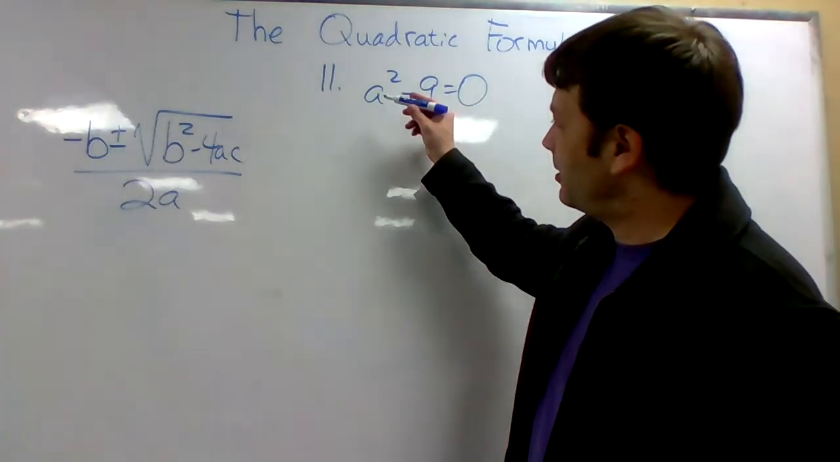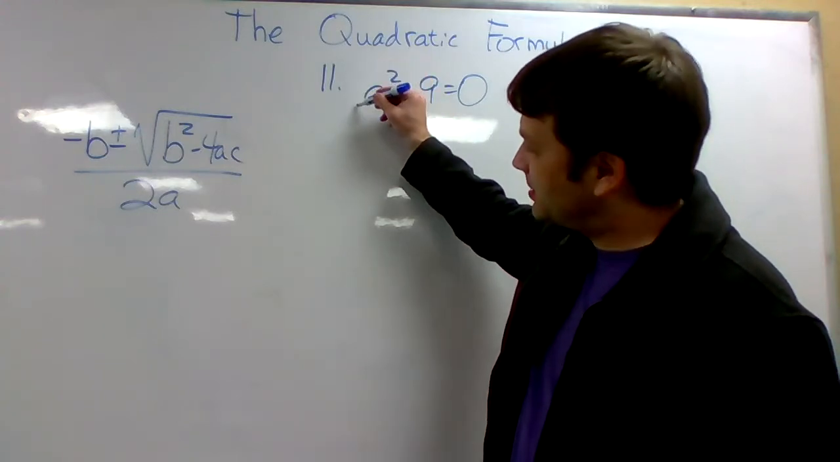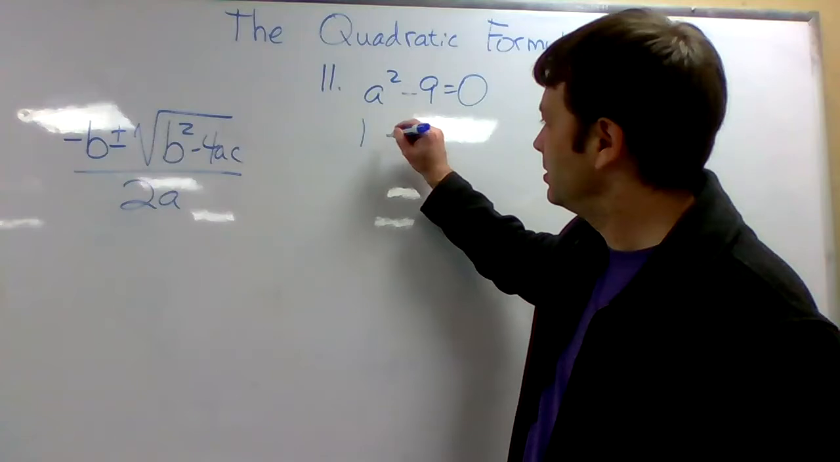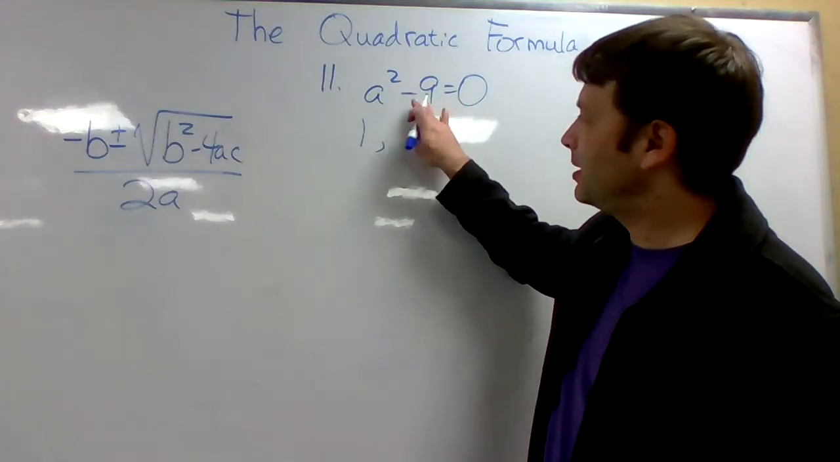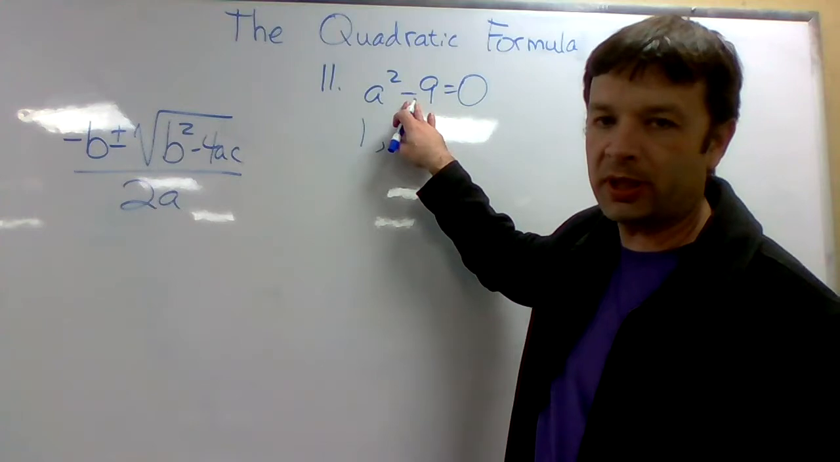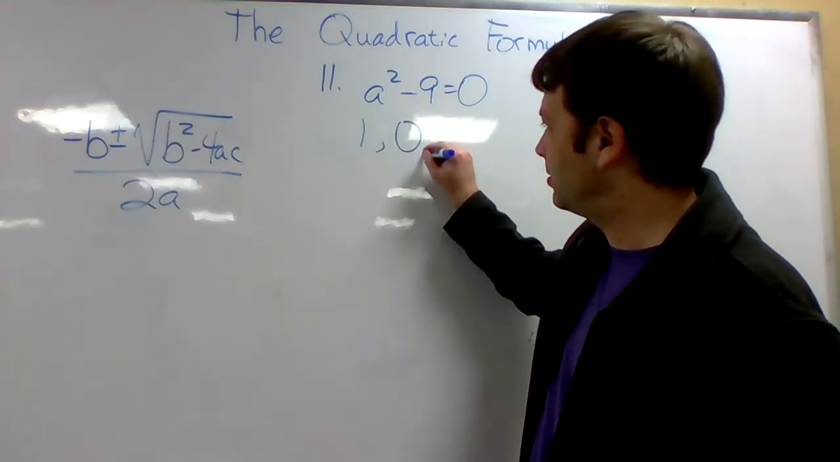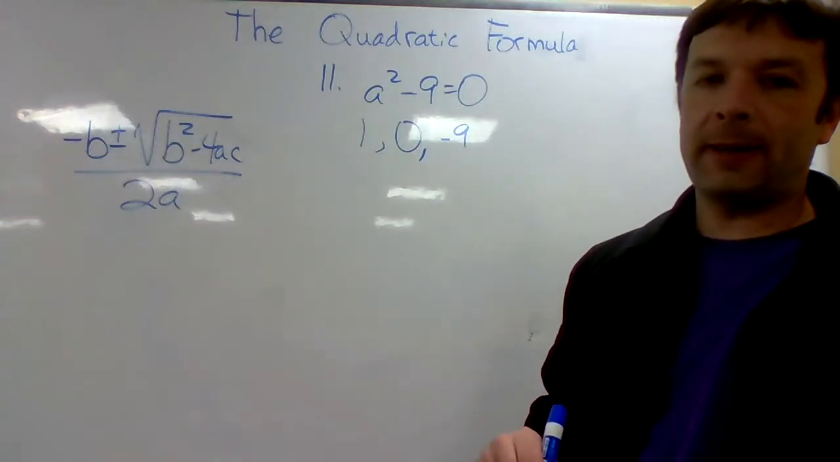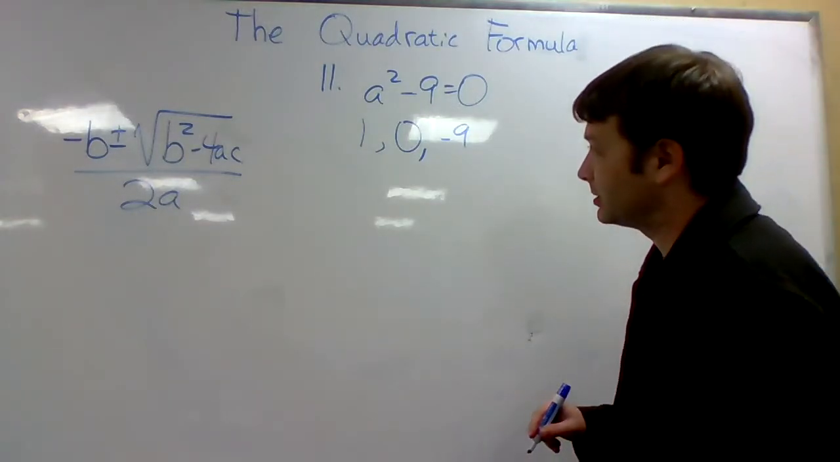Okay, what's our a value? That means the number in front of the squared term. That's a 1. What's the b value? There is no middle term, there's no a term, just normal a. So the b value is 0. What's the c value? -9. All right, here we go.